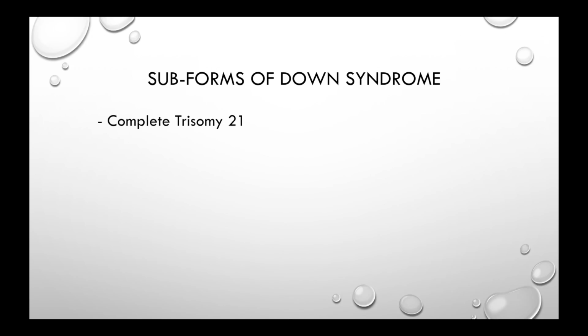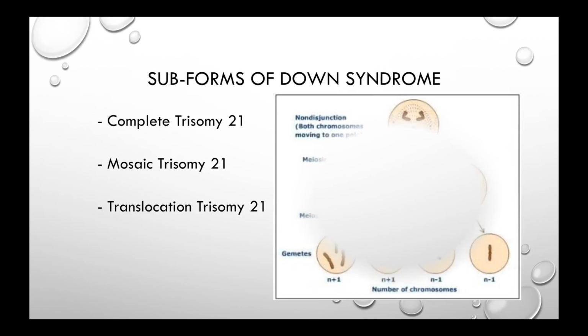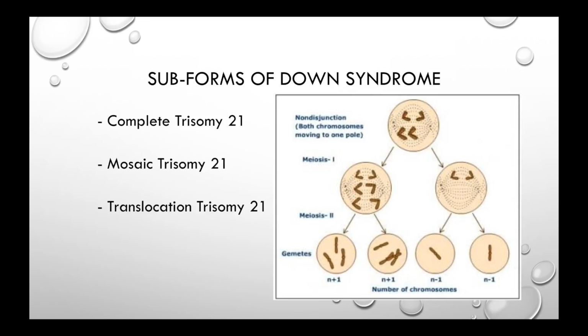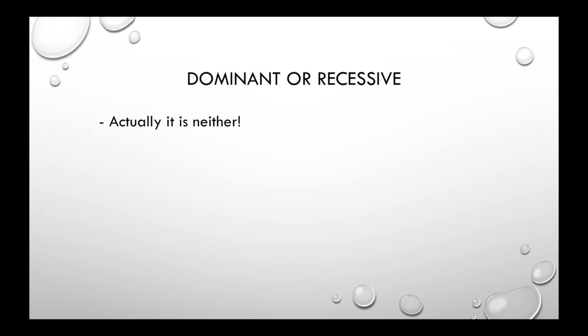The first and most common is complete trisomy 21. This is where all cells contain an extra chromosome 21. The next is mosaic trisomy 21, which is where not every cell has an extra chromosome 21. And then finally, there is translocation trisomy 21, which is where only part of an extra chromosome 21 is in the cells, not a full repeated chromosome. All types are affected by the different changes in the parent's DNA in the sex cells.